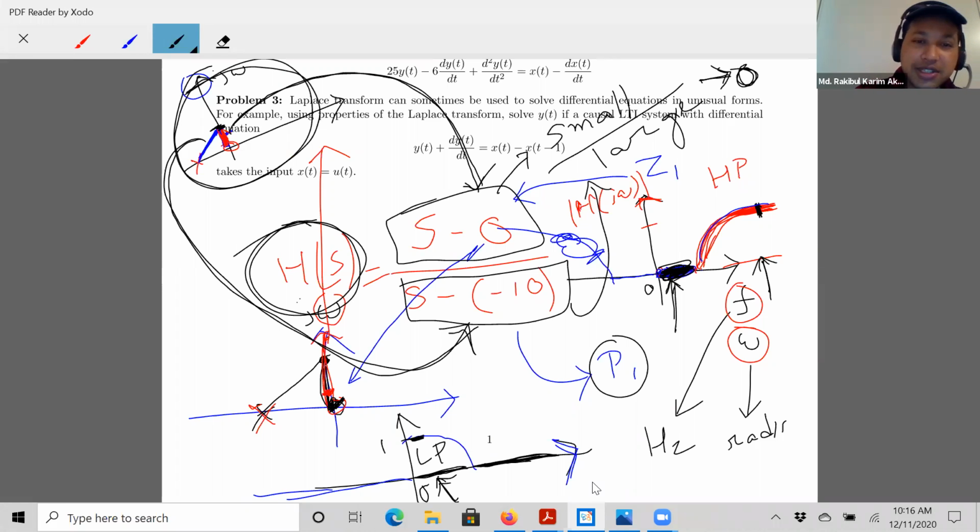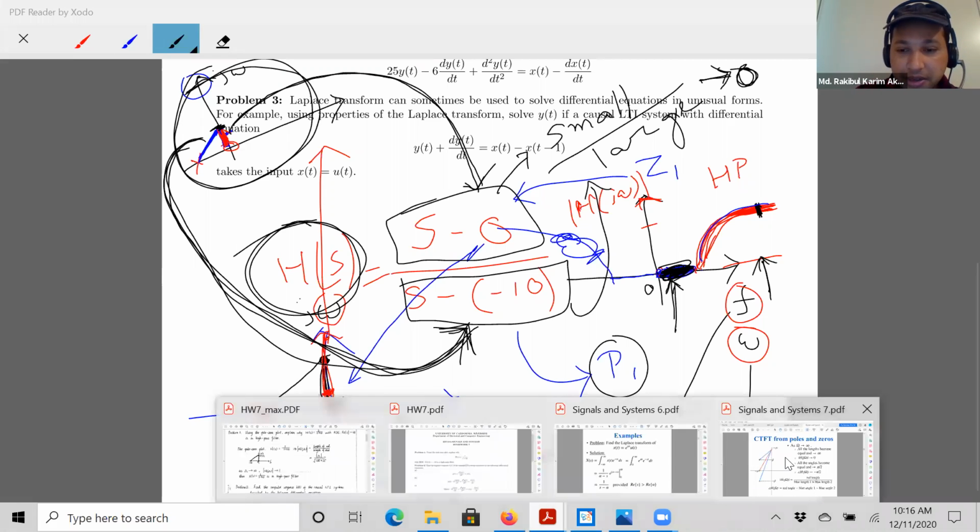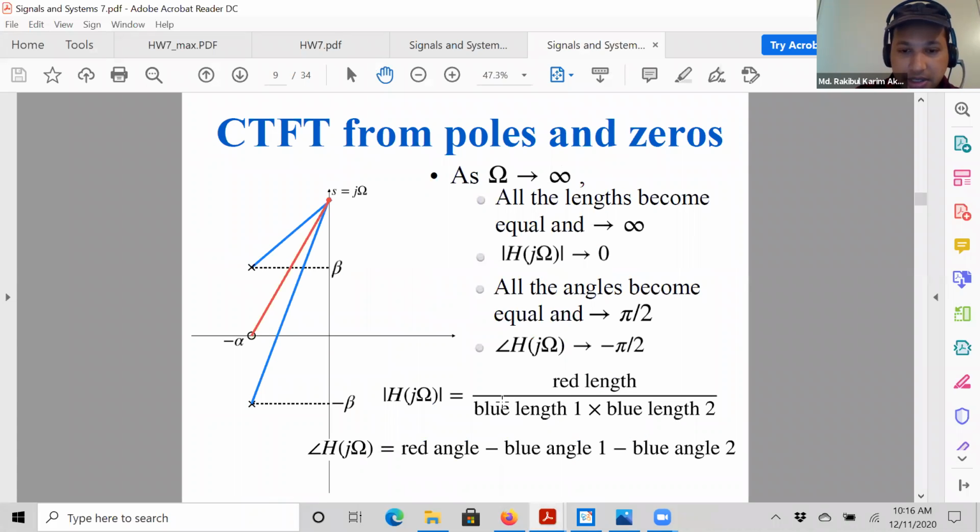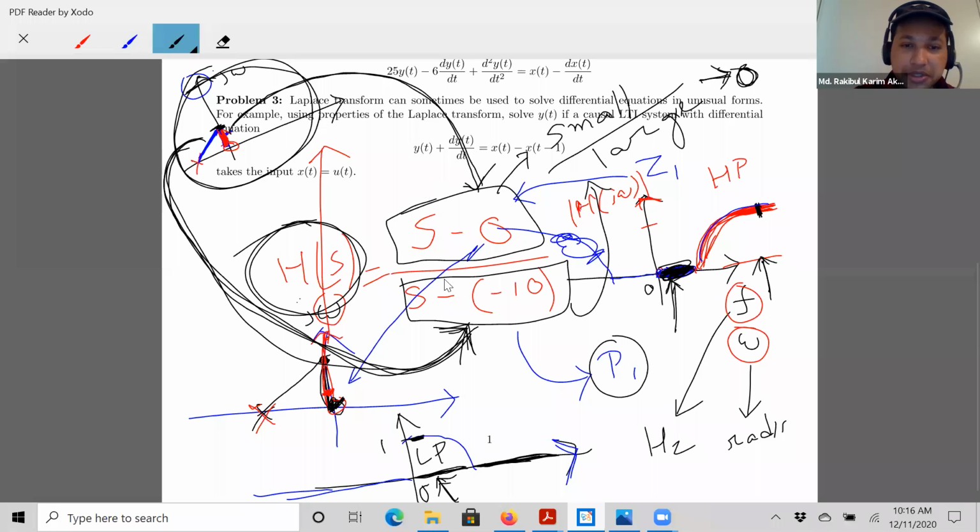What is the length of this blue line, which is coming from this pole, or actually the product of the blue line? If you look carefully here, it is the product of all the poles' lengths and all the zeros' lengths. You have to take the product and then compare. This question is a little bit easier because there is only one zero and only one pole, so you are not multiplying anything.